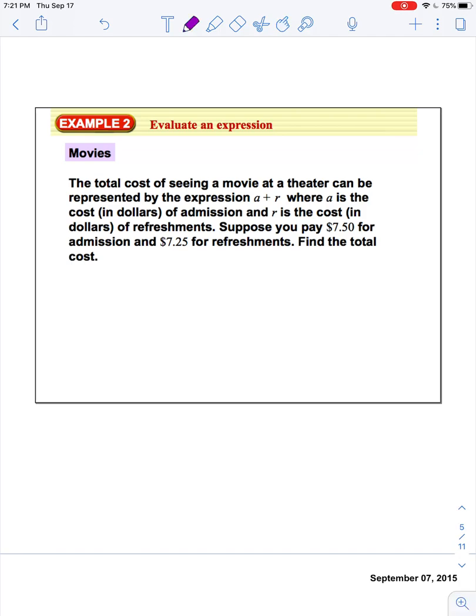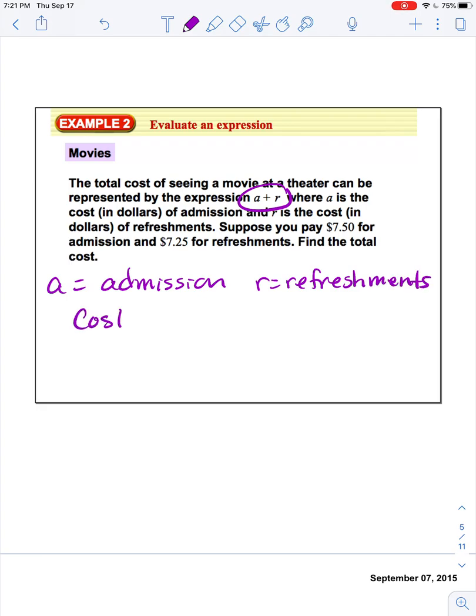Here we have a word problem, or like an application. It's talking about the total cost of seeing a movie can be represented by A plus R, where A equals the cost of admission, so getting in, and R is the cost of refreshments, so getting some food. So when I go to the movie, the cost is going to be my admission plus my refreshments. That's my expression to represent it.